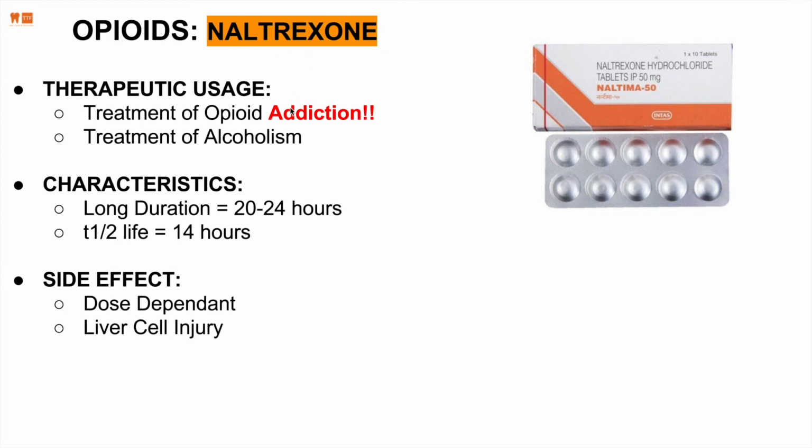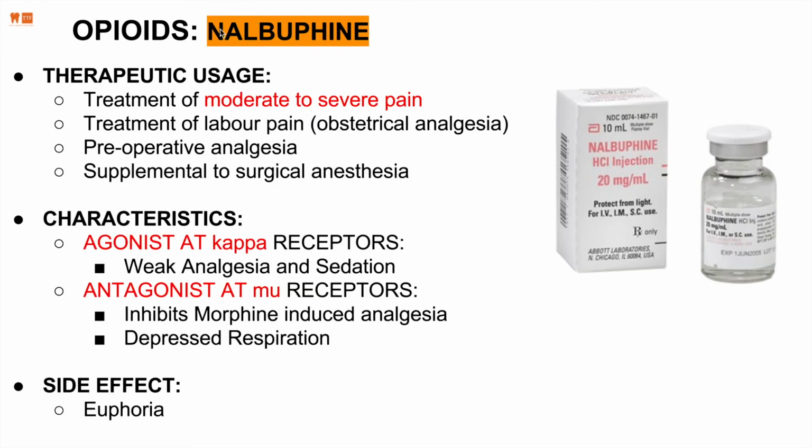Naltrexone is the next one. This is for treatment of opioid addiction and treatment of alcoholism. Alcoholism, AL. It's a little trick to remember. Then characteristics are long duration, 20 to 24 hours, and half-life is 14 hours. That's pretty long, you guys. Side effects are dose dependent, so the higher the dose, the higher the side effects, and it can cause liver cell injury like any other opioid.